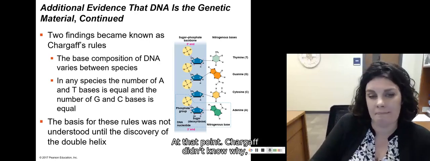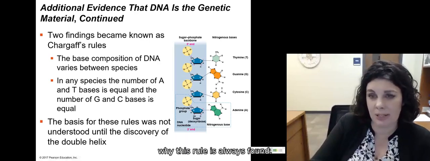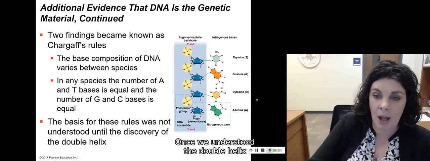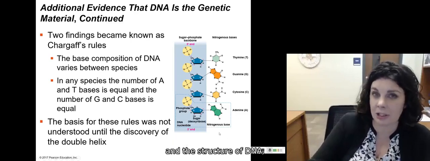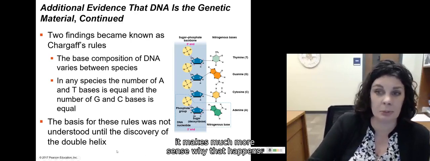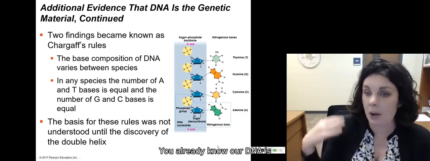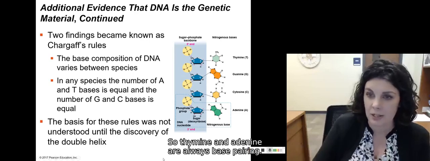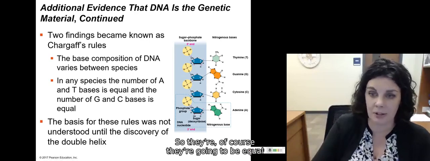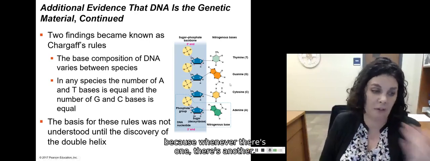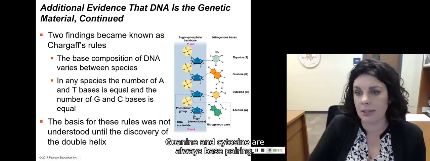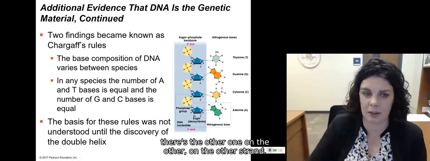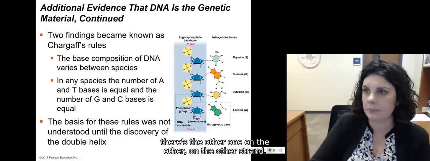At that point, Chargaff didn't know why this rule was always found, but it always was consistent. Once we understood the double helix and the structure of DNA, it makes much more sense why that happens. You already know our DNA is base pairing because we've been talking about this from the first week. So thymine and adenine are always base pairing. So of course they're going to be equal because whenever there's one, there's another. Guanine and cytosine are always base pairing. So of course they're going to be equal. Whenever there's one, there's the other one on the other strand.